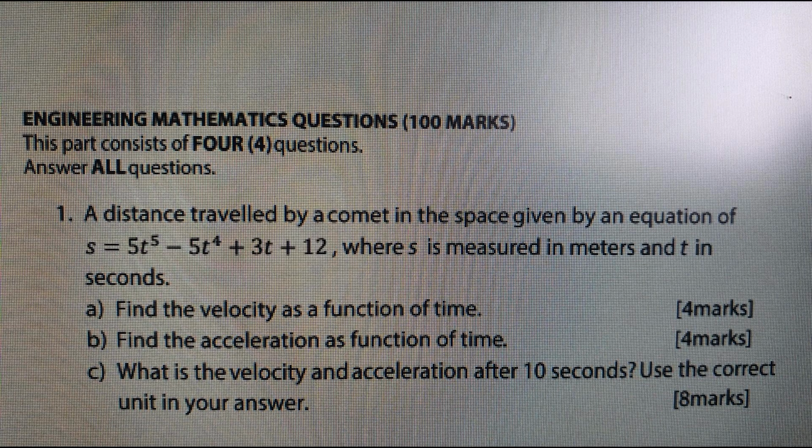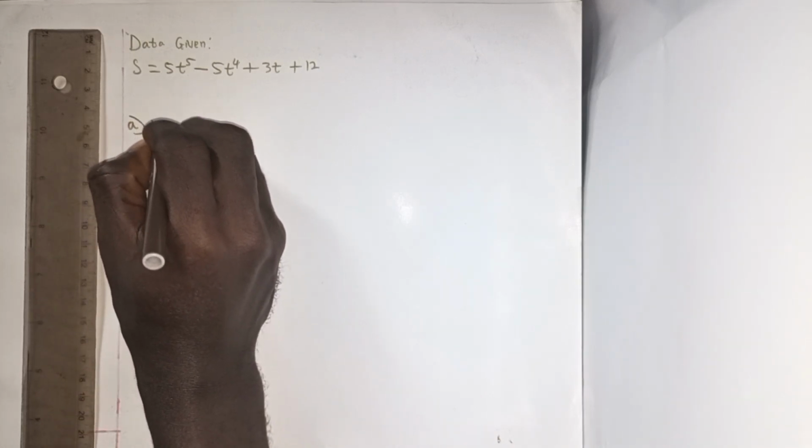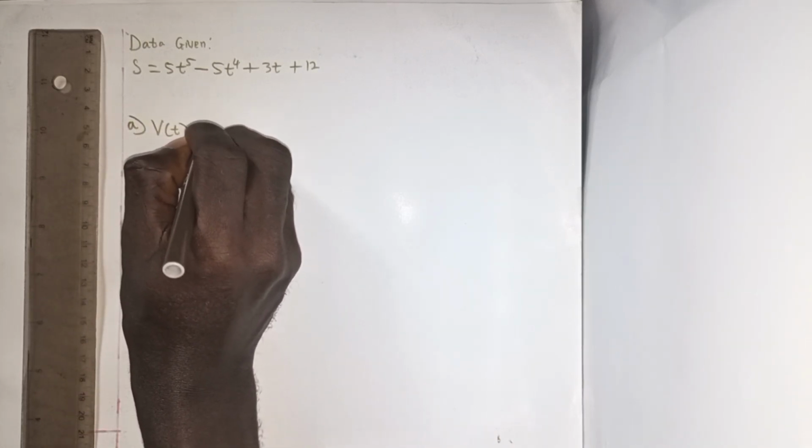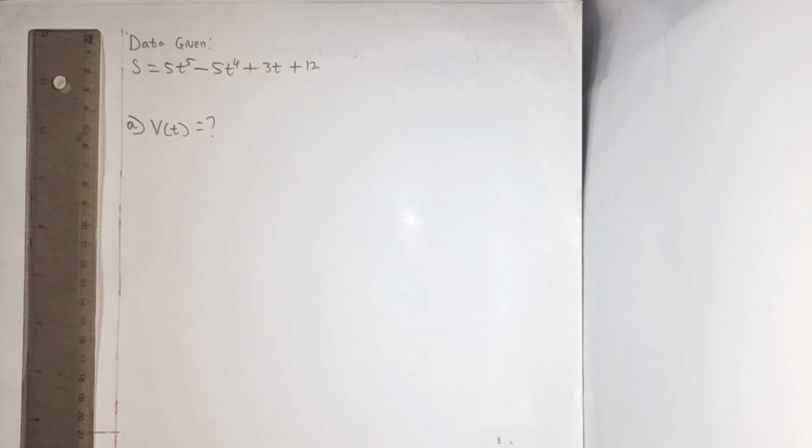Now the first question says we should find the velocity, v of t. In order to find this, all we need to do is find the first derivative of the position function s of t with respect to time. So we are going to differentiate s of t once with respect to time. Then that will be our velocity for this problem.